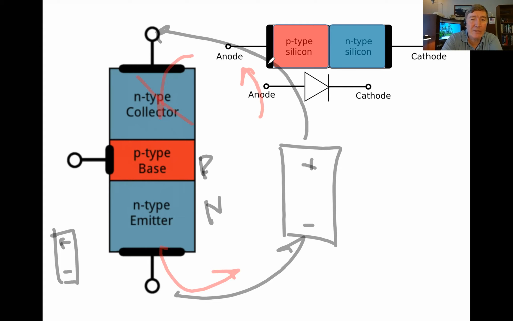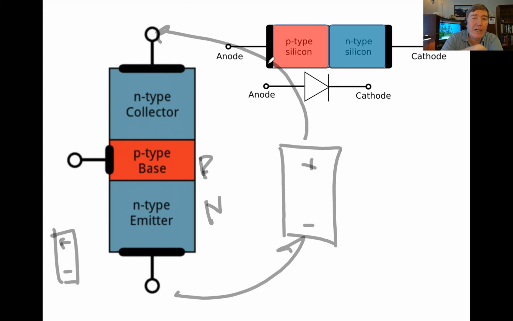But I'm not able to do it because this part of the transistor is a diode, and it's saying, no, I will not allow that. So even though we're trying to flow current through here, the transistor is saying, nope, I'm not going to allow that.